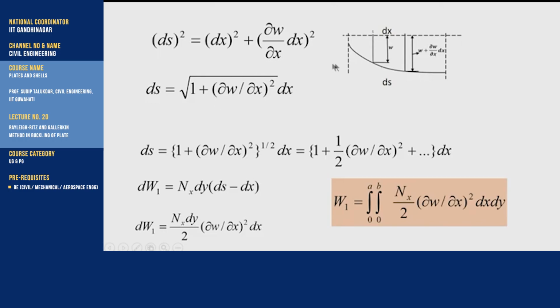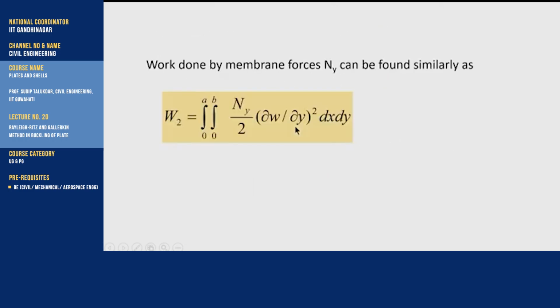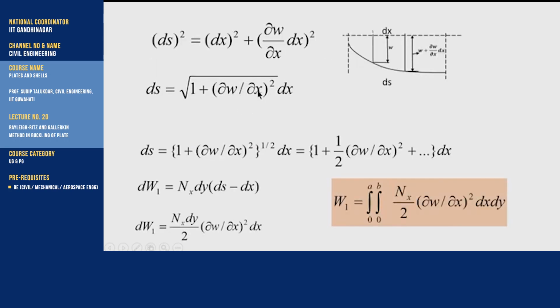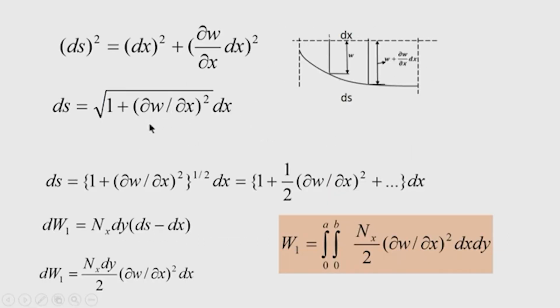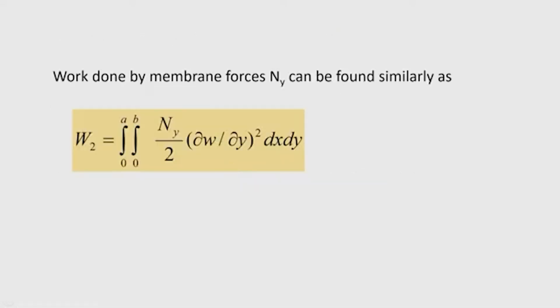So, instead of the slope in the x direction, now for calculating the work done due to N y, we will consider the slope in the y direction, del w by del y. That quantity has to be considered, and then proceeding in the same way we can arrive at the work done due to membrane forces N y, which is the integral from 0 to a and 0 to b of N y, the membrane force acting in the y direction per unit length, divided by 2, into (del w by del y) whole square dx dy. So, this represents the work done by the membrane forces N y.